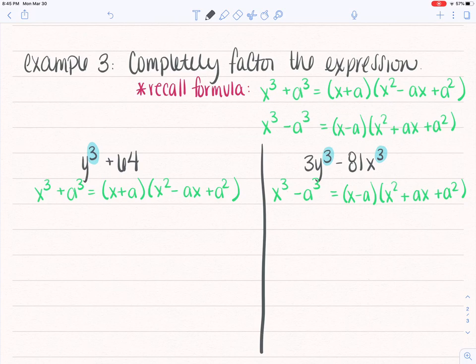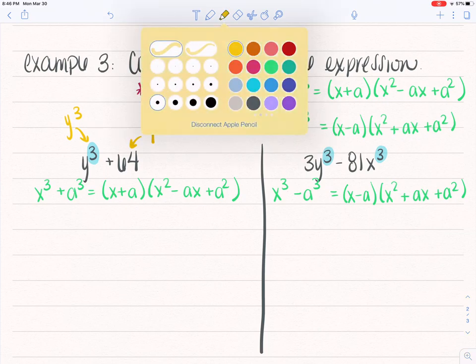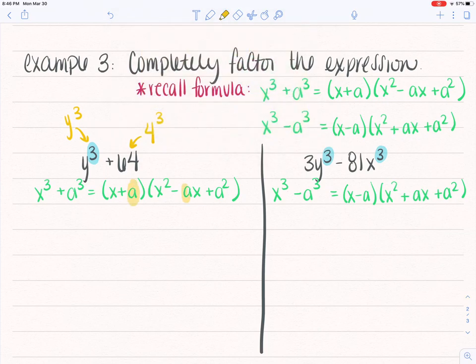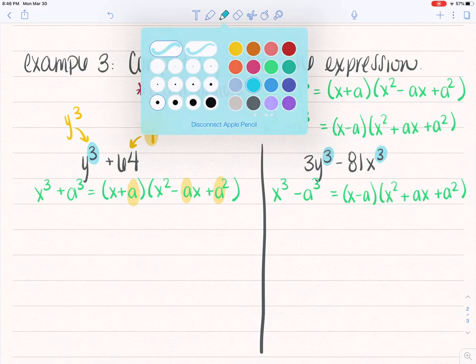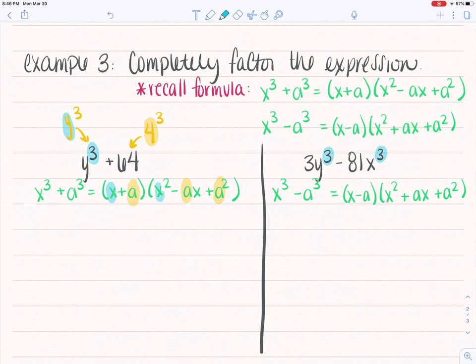And let's draw a line to separate these two. And truly, it just turns really into figuring out what x and a are in the formula and then filling it in. So for this one, y is already written as something cubed, so I'm going to keep that as y cubed. 64 is the same thing as 4 cubed. So what that tells me is here, where there's an a, I'm going to replace this thing with a 4. Where there is an x, I'm going to replace with a y. So I'm just going to fill that thing in.